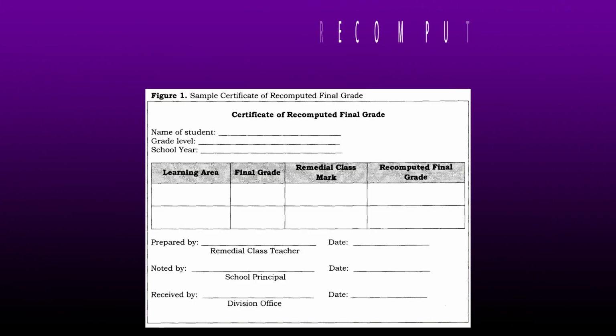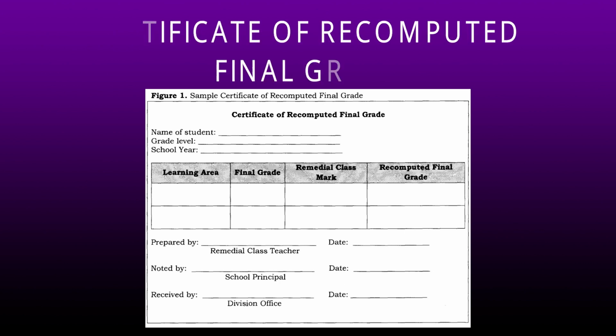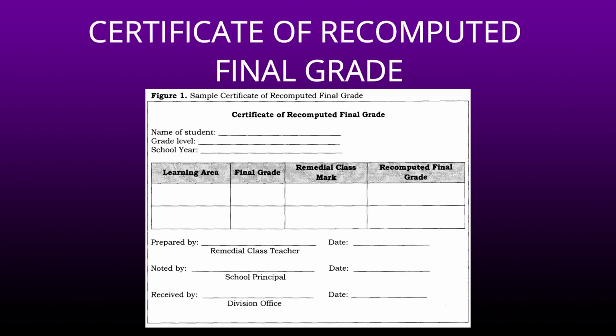The teacher of the remedial class issues the certificate of recomputed final grade, which is noted by the school principal. This is submitted to the division office and must be attached to both Form 137 and the school form. So, here is a sample of the certificate of recomputed final grade.